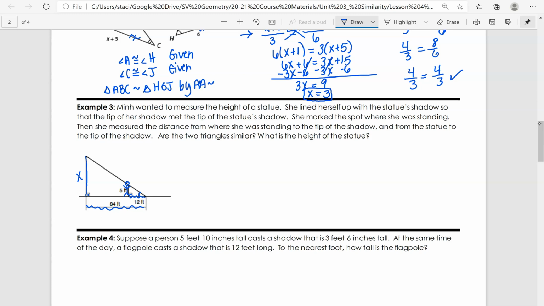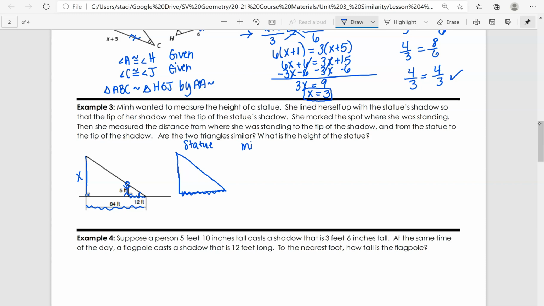But I find that taking a picture like this is helpful if I break it apart and I show the two separate triangles. So here is, let me redo this. Here is triangle 1. This is the statue and the statue's shadow here. And then this is Min. Let me redo that. There's my shadow. This is the statue.